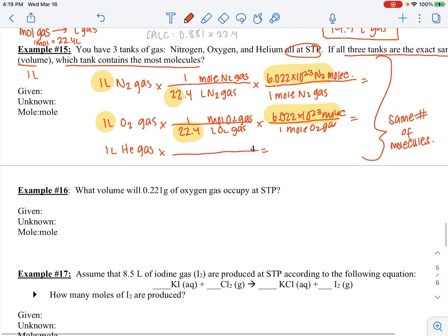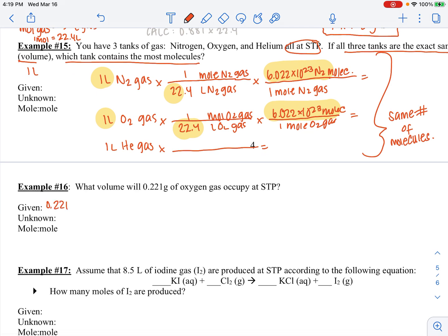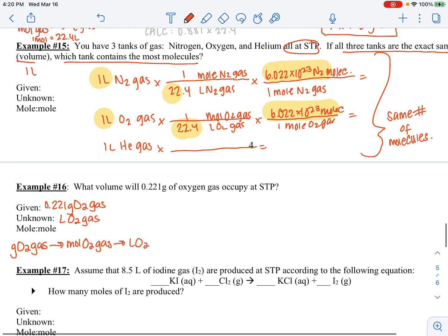Did you write that your given was 0.221 grams of oxygen gas? And did you write that your unknown is liters of oxygen gas? Hopefully you took a route that went like this. I would start with grams of O2 gas. From grams, I could go to moles of O2 gas, and from moles, I can go to liters of O2 gas. If you didn't actually pause and do this on your own, now that you have a route, please pause this and do this on your own before you come back.